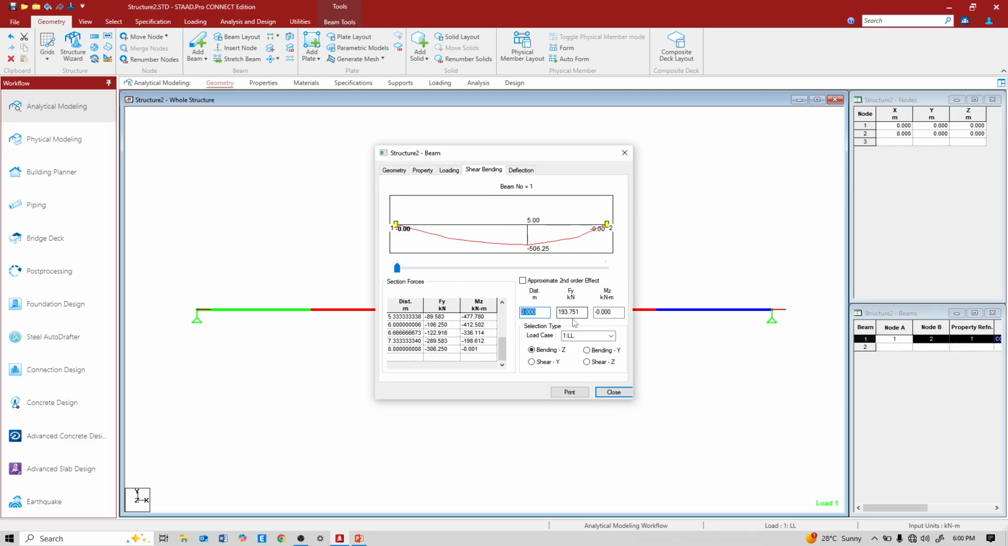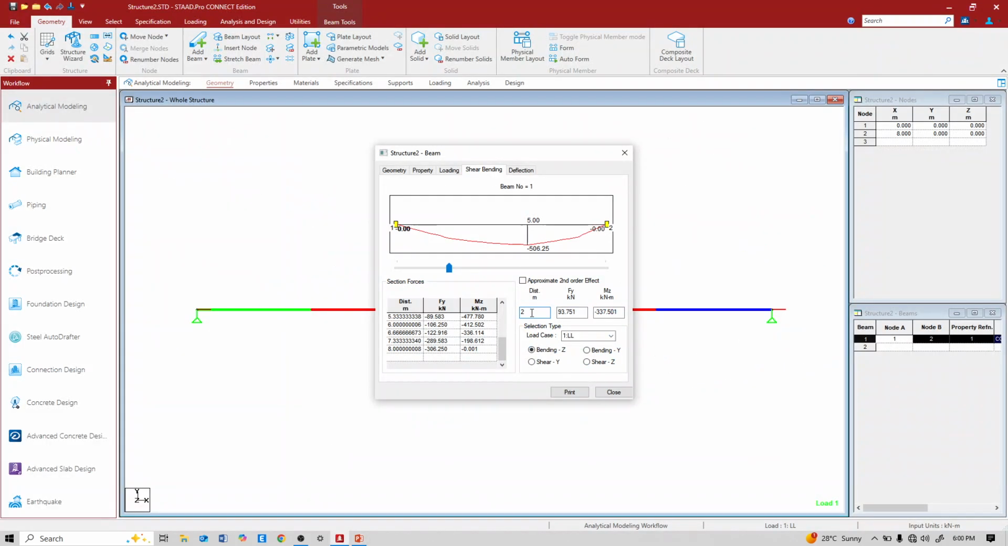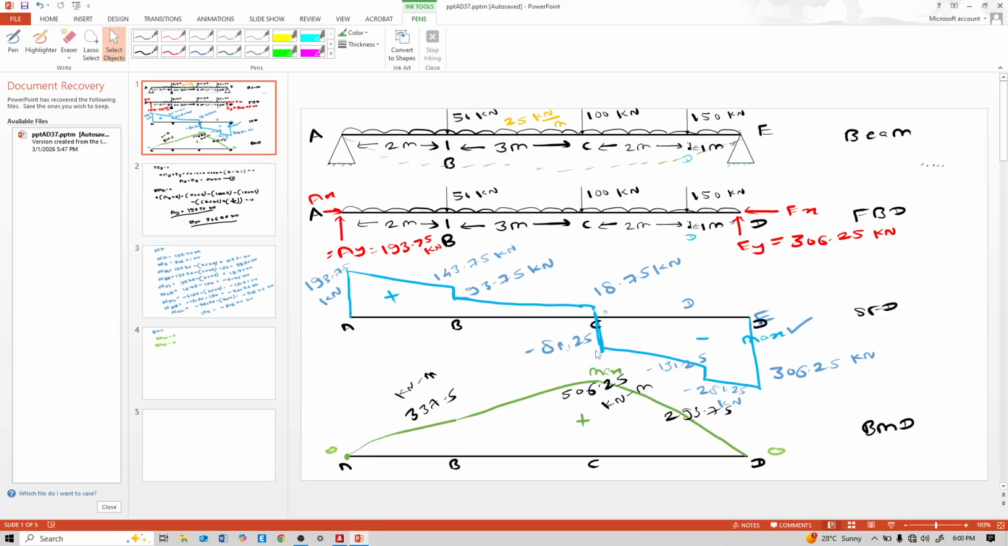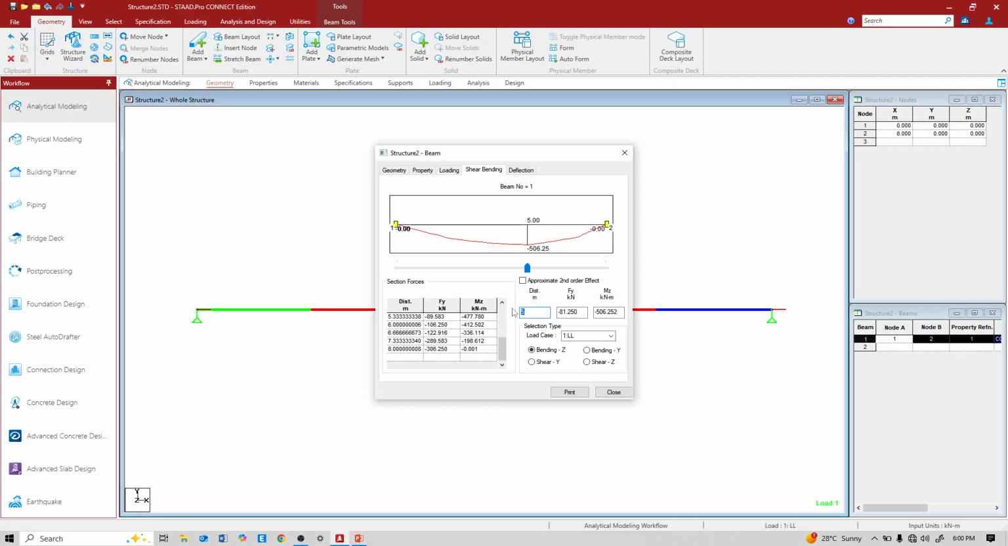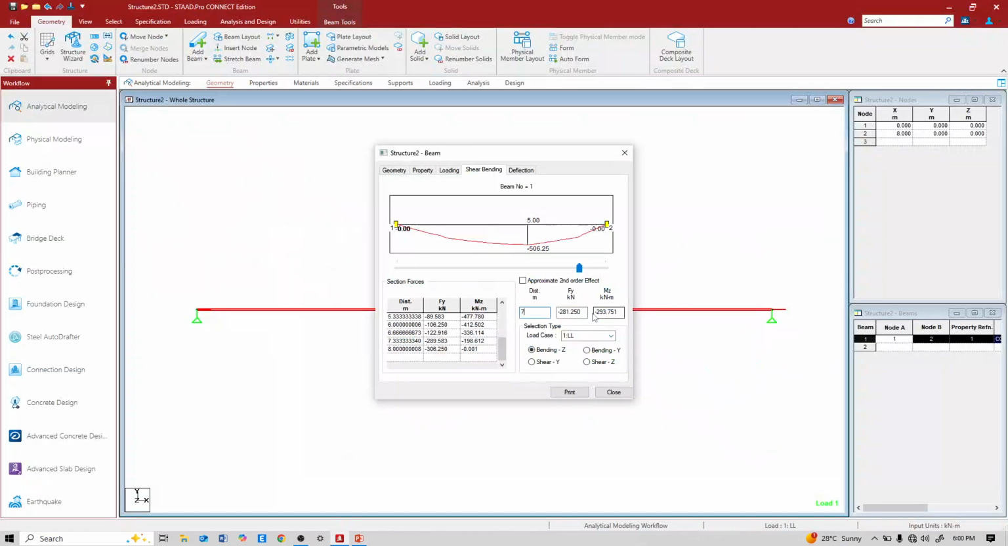See shear, this Fy at 2 meter distance. It is 93.75. That means, see, 93.75. At 5 meter it is minus 81.25. Yes, it is correct. And at 7 meter it is minus 281.250. And at 8 meter it is minus 306.250. That means our manual calculation and software calculation both match.